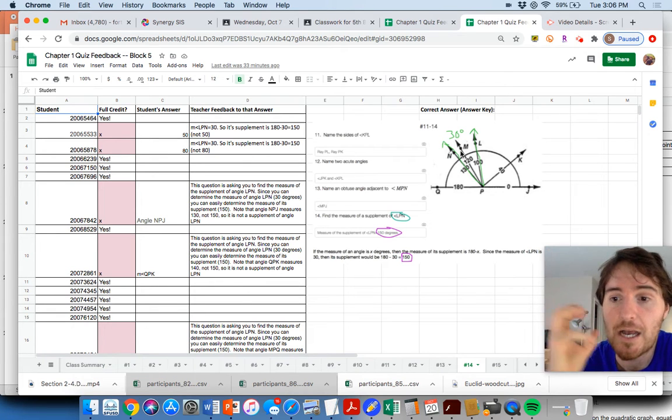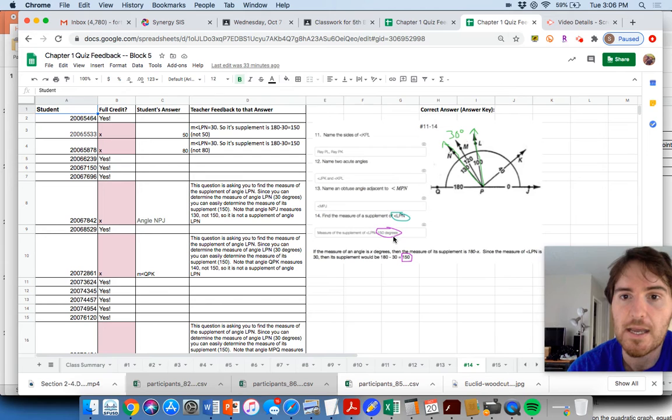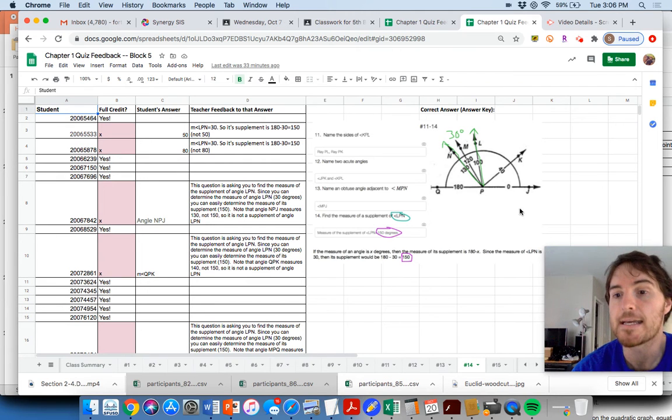Remember, the measure of the supplement is 180 minus that, right? So if an angle measures x degrees, its supplement is 180 minus x. So 180 minus 30 is 150. That's how you get that answer. So if we have a 150-degree angle, yep, that looks like it's about 150 degrees, right? And then we'd have the whole 180 degrees accounted for.